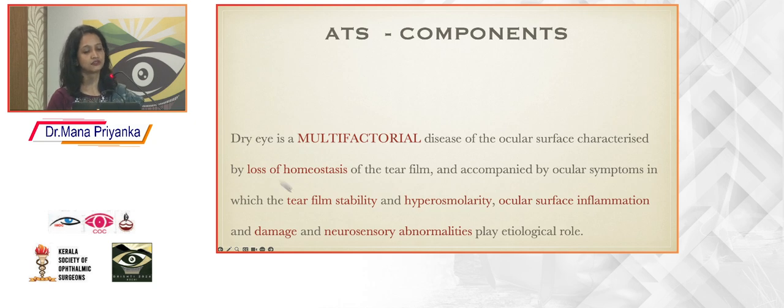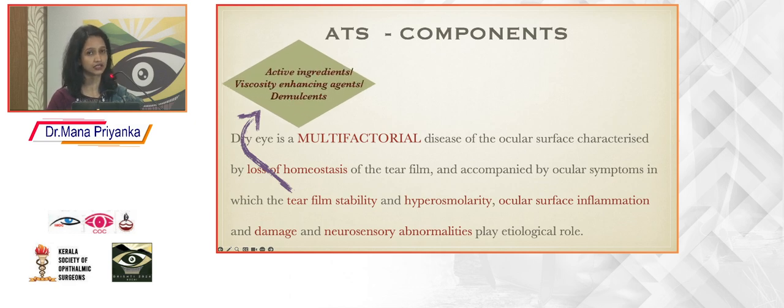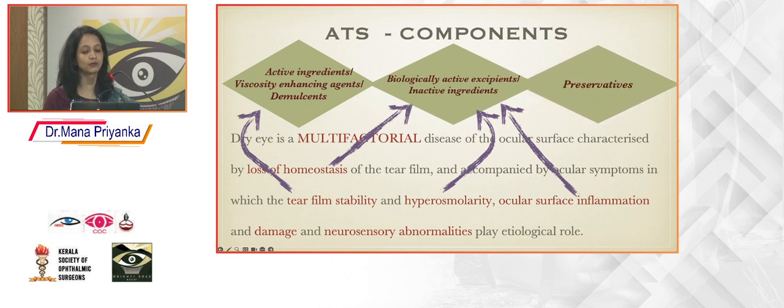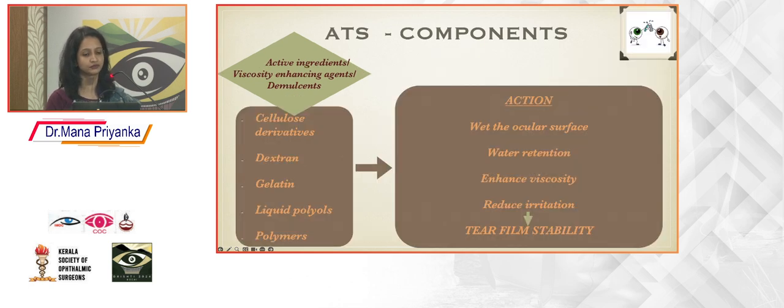So as per the dry eye definition, the words highlighted show the pathology we are supposed to treat here. The first one, the tear film stability, can be treated by giving an active ingredient or a viscosity enhancing agent. Loss of homeostasis, hyperosmolarity, and ocular surface inflammation can be controlled by using biologically active excipients. And the third component, which is important in any drop, is the preservative.